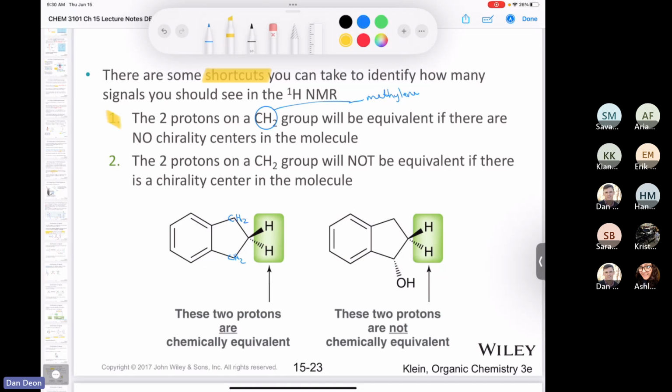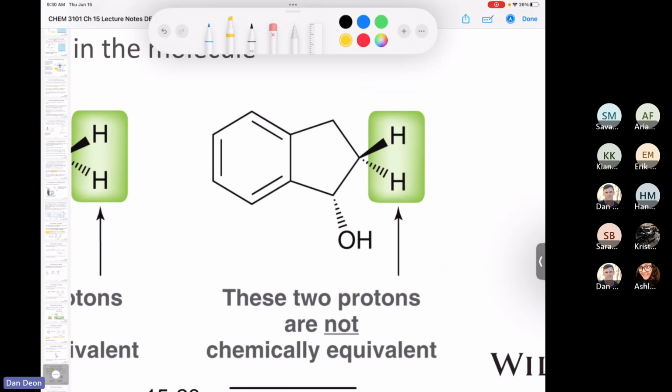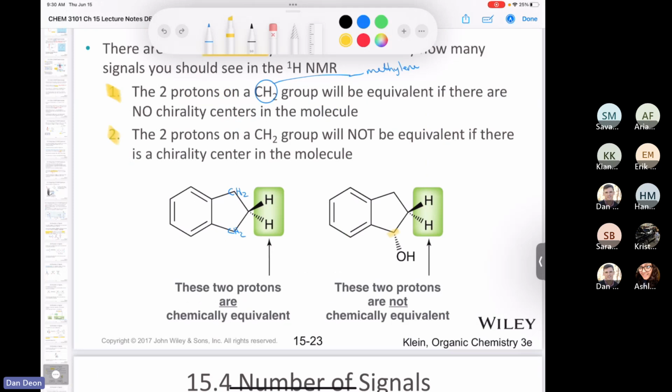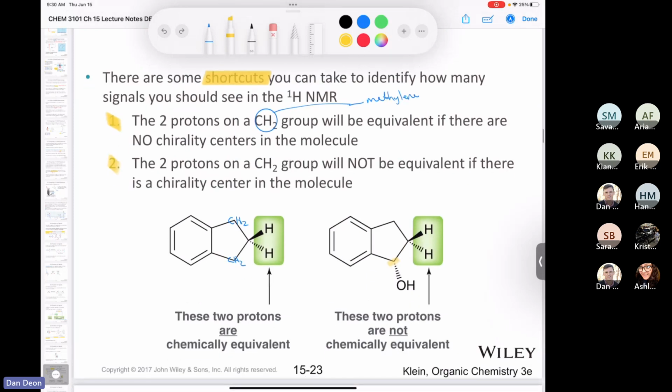The second rule is if you've got 2 protons in a methylene and there is a chiral center in the molecule, they're not chemically equivalent, end of story. So if we go over to this molecule, here we have a methylene, CH2, but we have a chiral center in the molecule. They are not chemically equivalent. You can clearly see that this proton is on the same face of the molecule as the hydroxyl, and the other proton is on the opposite face of the hydroxyl. So those are not in the same electronic environment. Ergo, they are not chemically equivalent. No need to even do the replacement test. You just remember rule number 2.